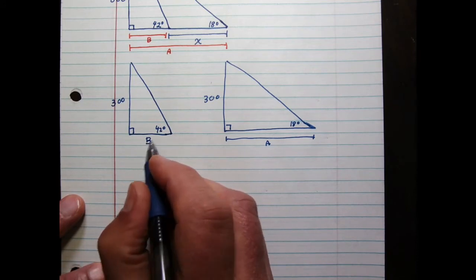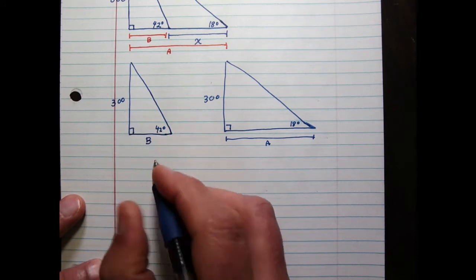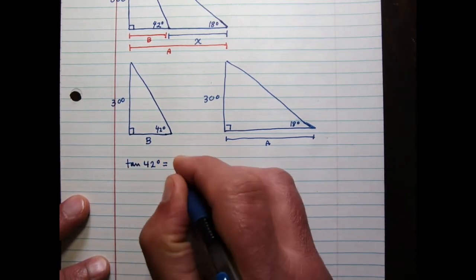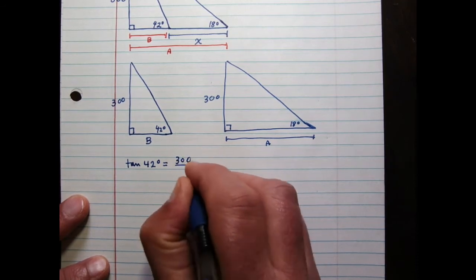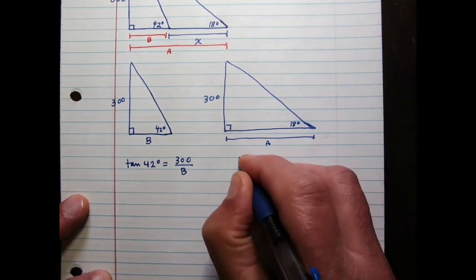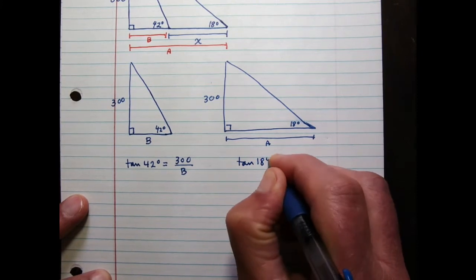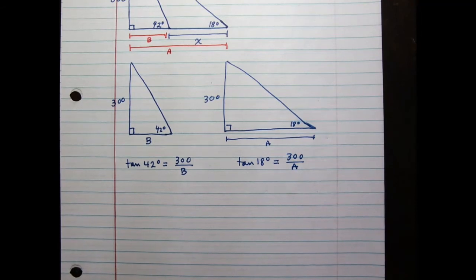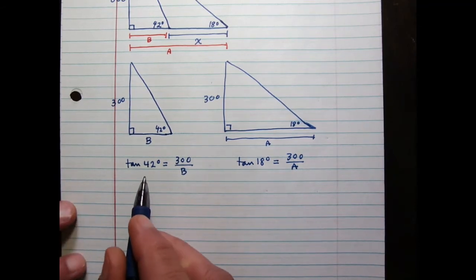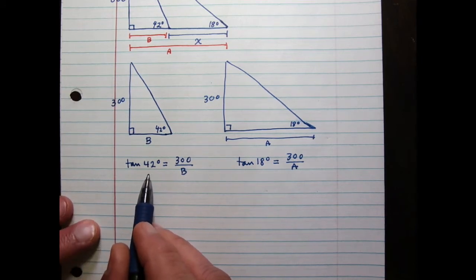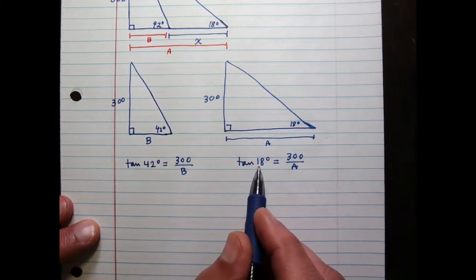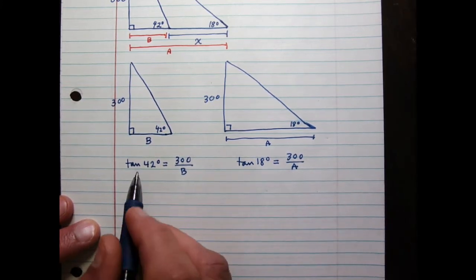Here, I got 42 degrees, I got opposite and adjacent, so I think I can say tangent of 42 degrees is 300 over B. And in my other triangle, tangent of 18 degrees is 300 over A. Now, I could go right ahead and plug in values for tangent 42 degrees, tangent 18 degrees, and of course you should do that if that seems easiest.